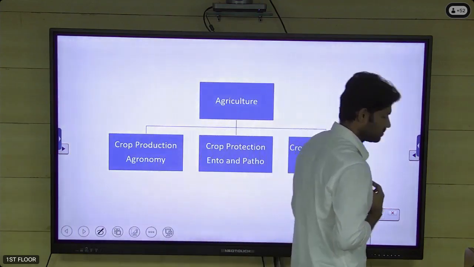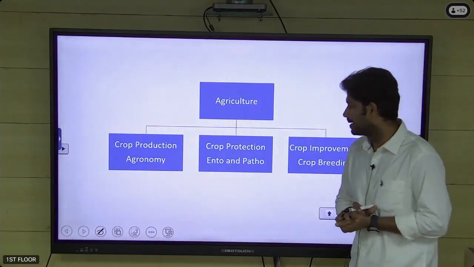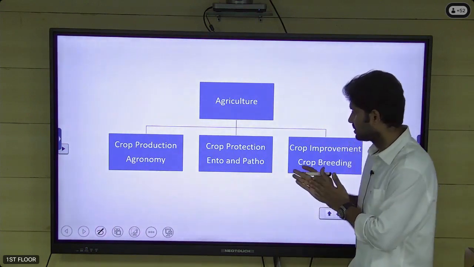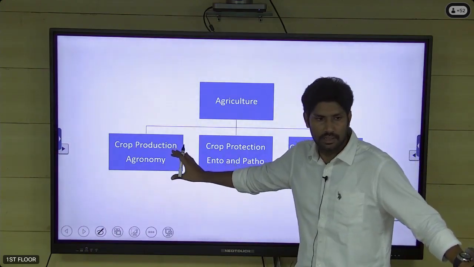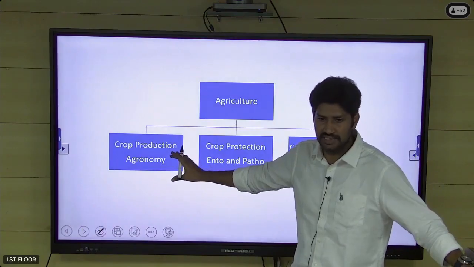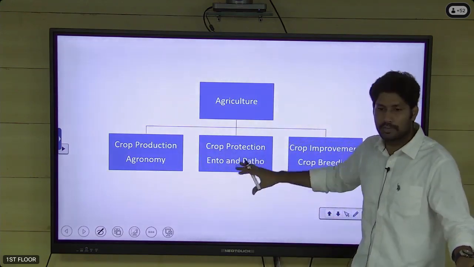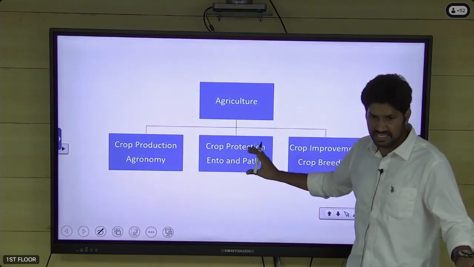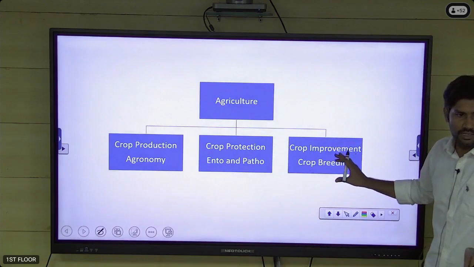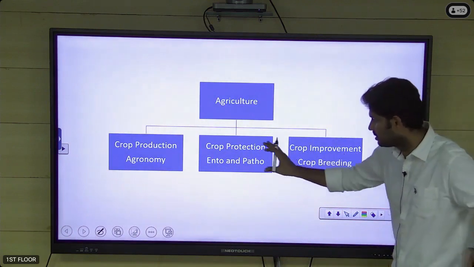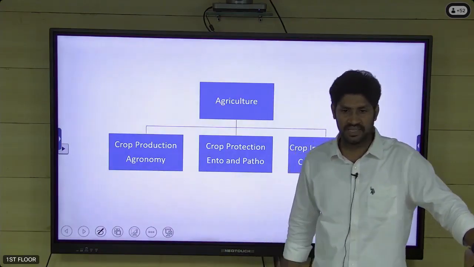So this is our overall agri optional syllabus. We are going to discuss crop production in paper one. The entire paper one deals with crop production: agronomy, weed science, irrigation, soil science. Then crop protection: entomology, pathology, control of pests and diseases in agriculture. And then crop improvement: cell biology, genetics, plant breeding, and seed technology. These are the three major areas in our syllabus: crop production, crop protection, crop improvement, the entire agriculture.